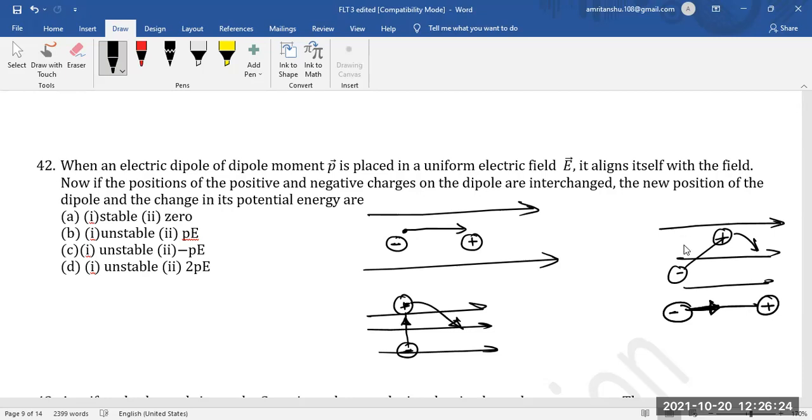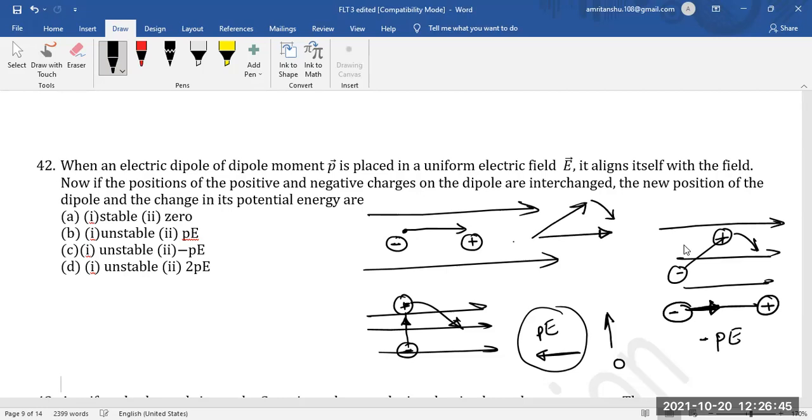In this position, the potential energy of the dipole is minus PE. At this orientation, potential energy is 0, and at this orientation, potential energy is PE. This is the maximum, and this is an unstable state of the dipole, because when you slightly move the dipole like this, it tends to move in the direction of the electric field. So this is the unstable state of a dipole, and this is the most stable state of a dipole.